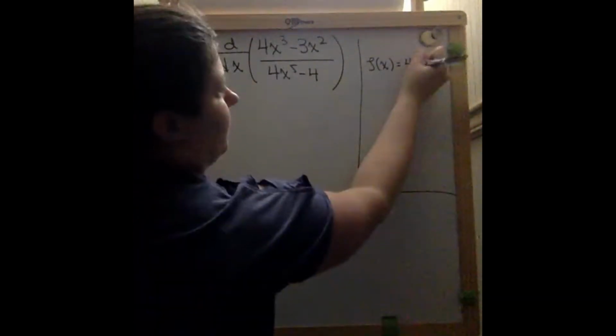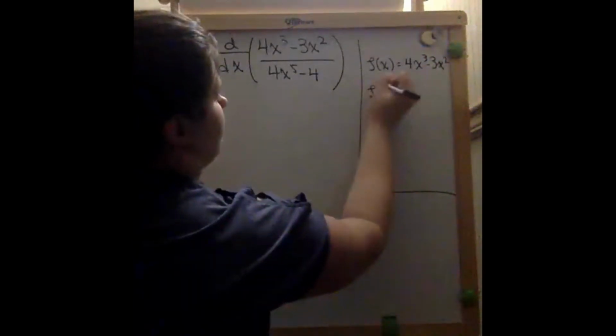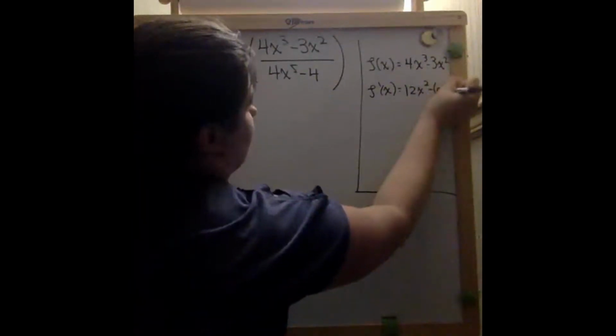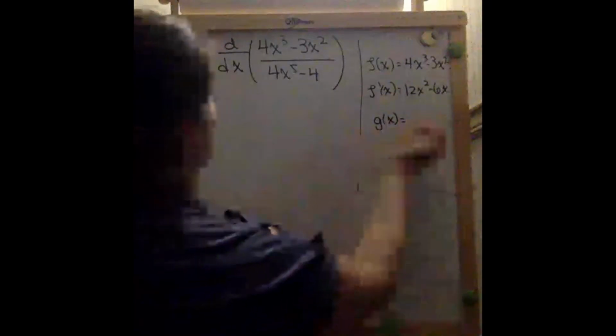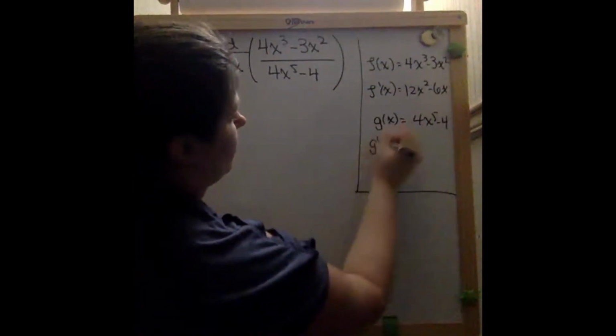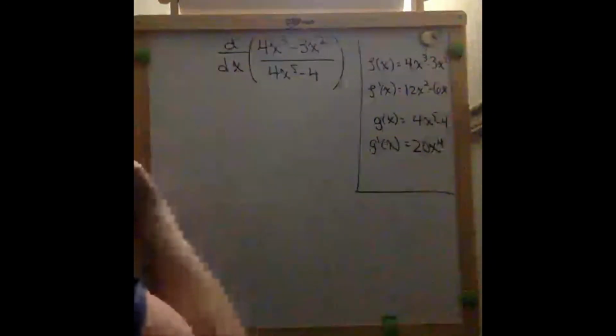So f of x is 4x cubed minus 3x squared, which means its derivative is 12x squared minus 6x. G of x is equal to 4x to the 5th minus 4, which makes its derivative 20x to the 4th.